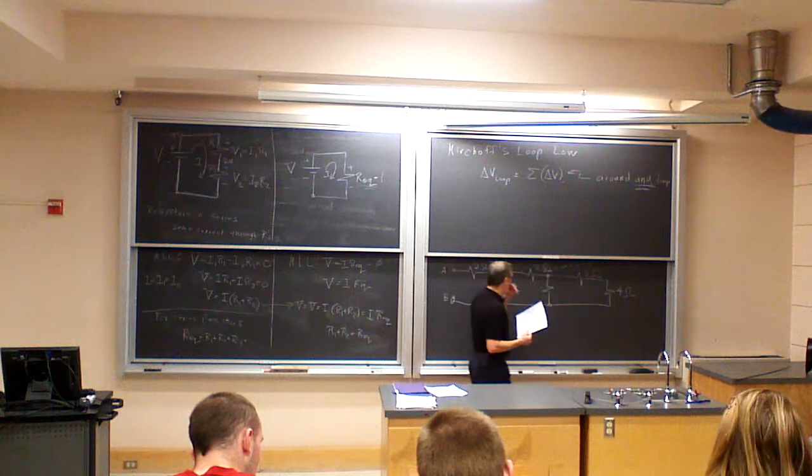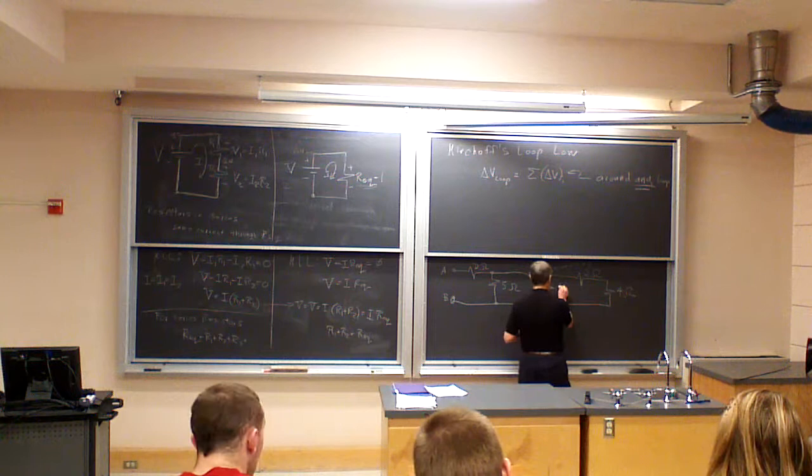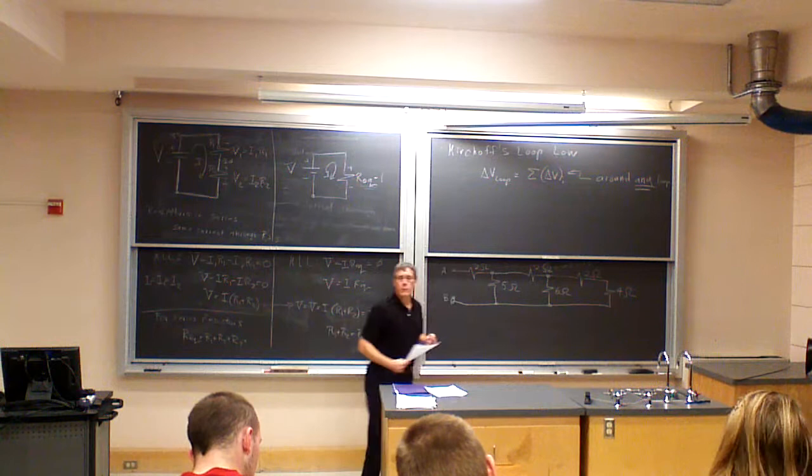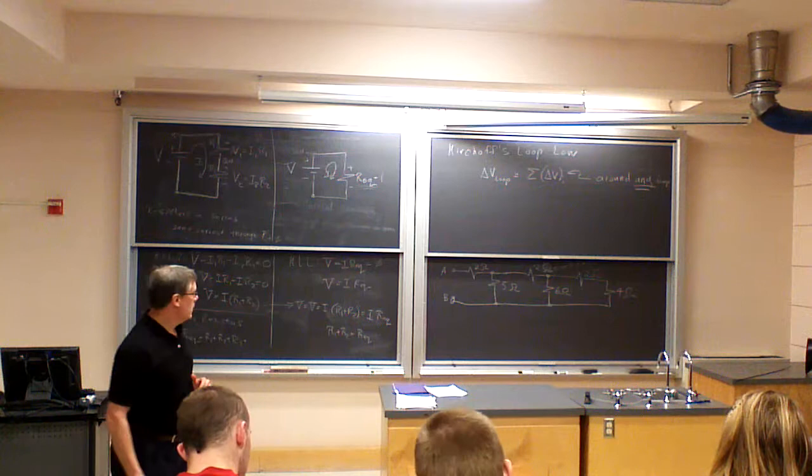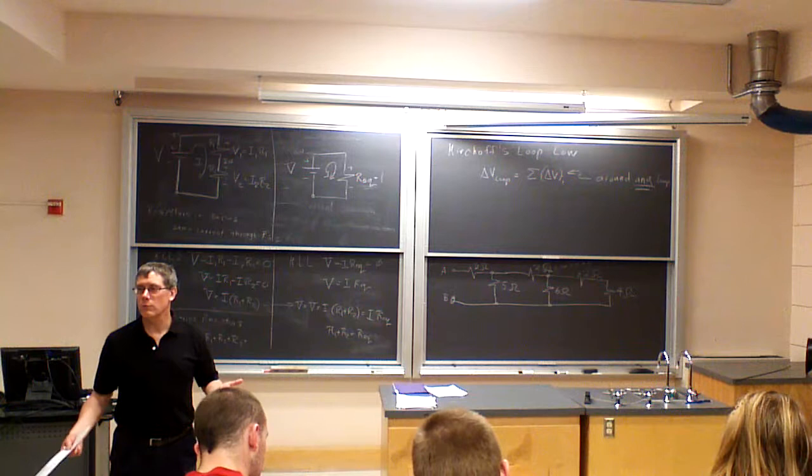I made this network of resistors. There's, let's see, 1, 2, 3, 4, 5, 6. What is the equivalent resistance of this? Well, let's see, are they in parallel or are they in series? Both. Oh dear, what do we do?